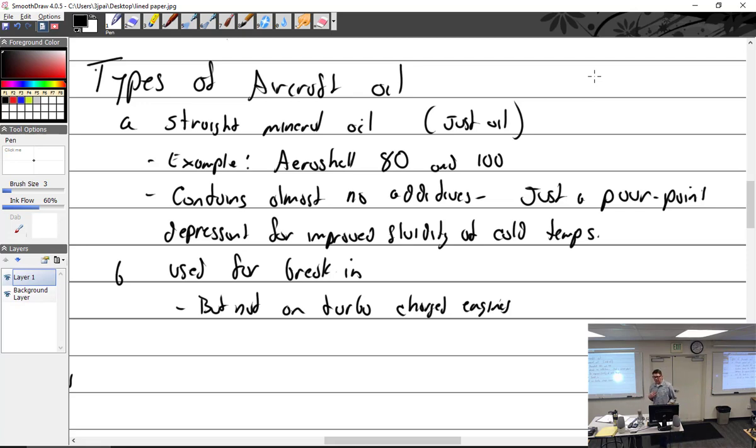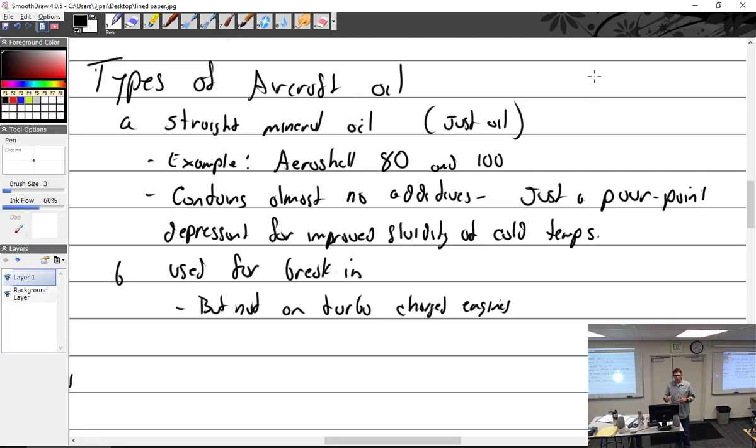So the idea being this oil helps you break in the engine. What is breaking in the engine? Taking off the high points in the cylinders. And how do we do that? By running it and letting those parts rub against each other. So this is just my thought. Tell me if I'm wrong.